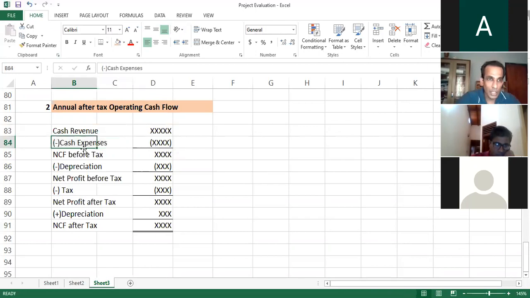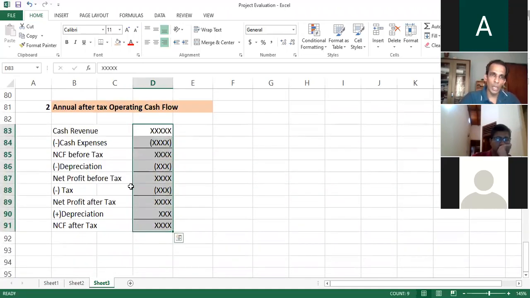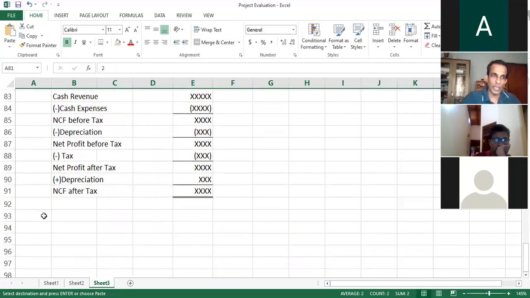Then using that, we have to identify the relevant cash expenses. That's why I mentioned, even though it looks very straightforward in this case, the details can be given in a number of different ways. Sometimes marketing programs can be included in this category. So a lot of calculations will be there under this category, annual after tax operating cash flow, because this is the cash flow generated from the main operation. That's why it's called annual after-tax operating cash flow.